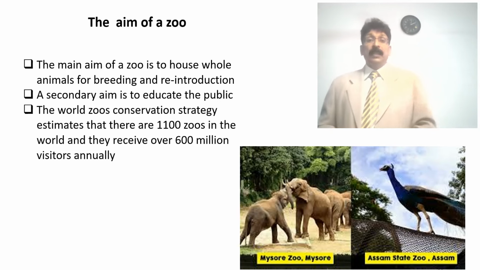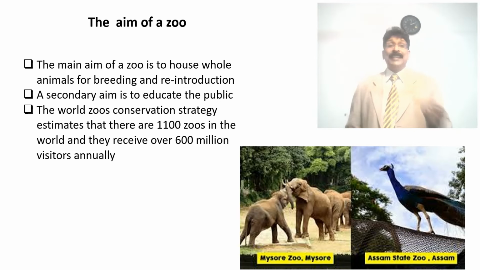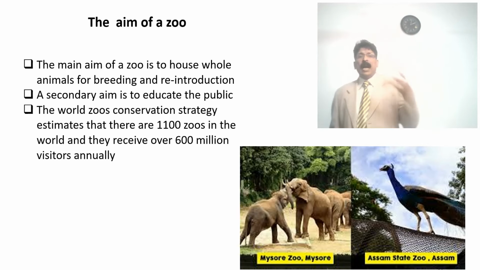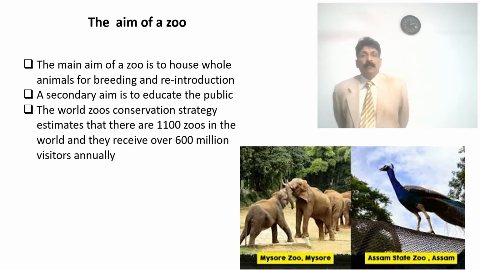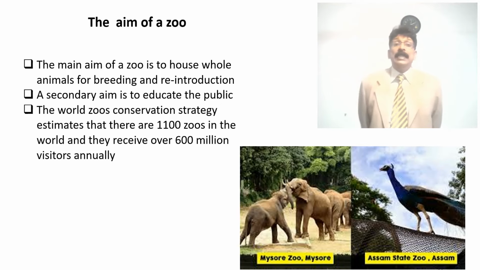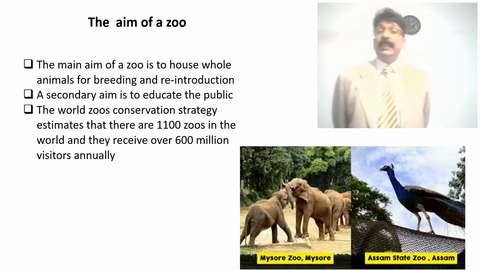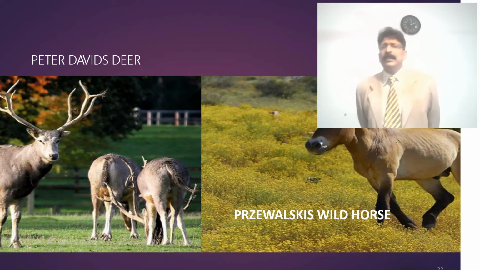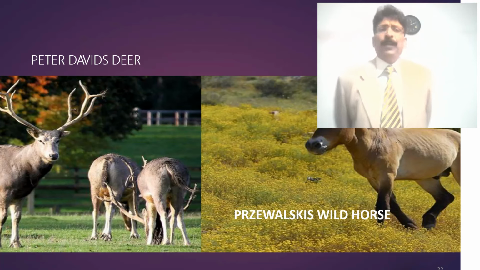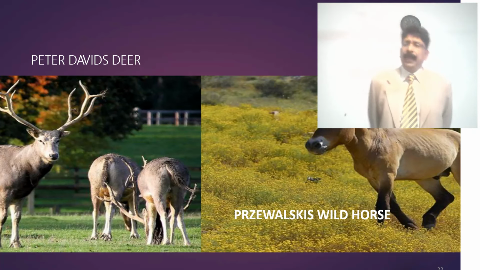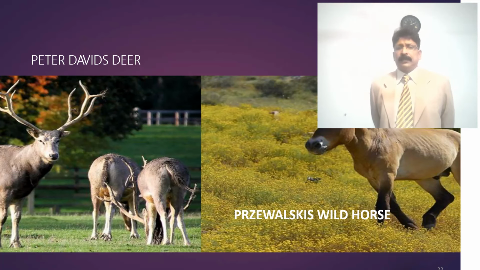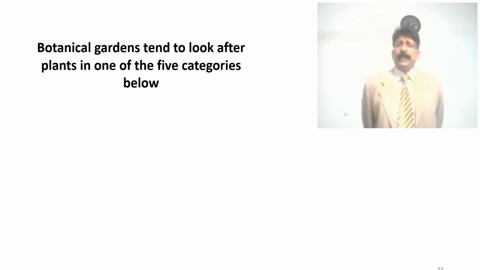The World Zoo Conservation Strategy estimates that there are 1,100 zoos in the world and they receive over 600 million visitors annually. I have taken some examples of very rare species of animals like Père David's deer and Przewalski's wild horse. These are rare species which are protected in zoos.